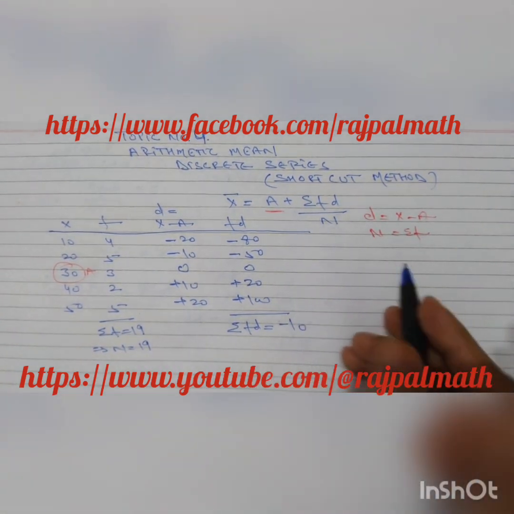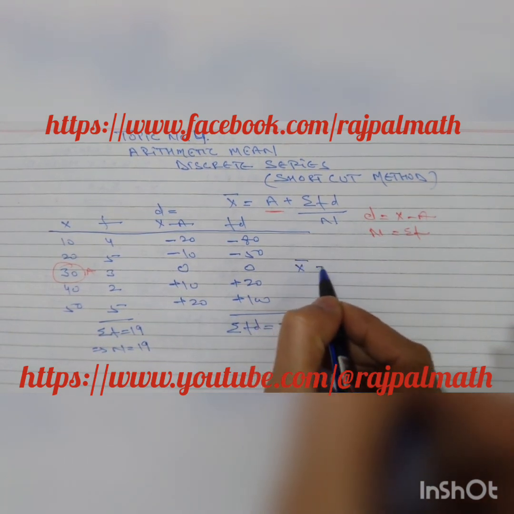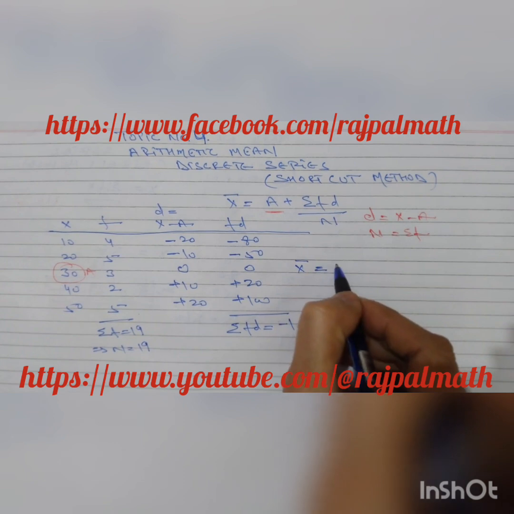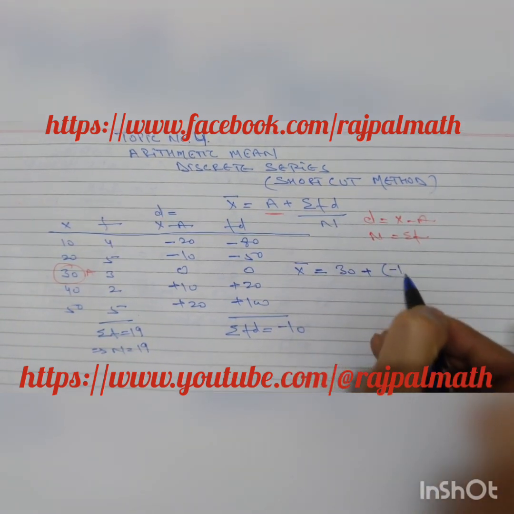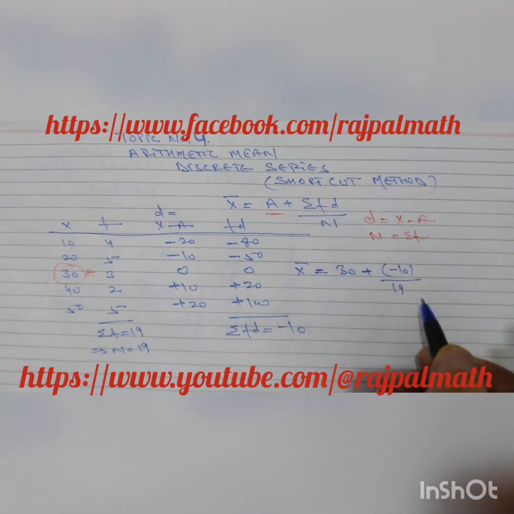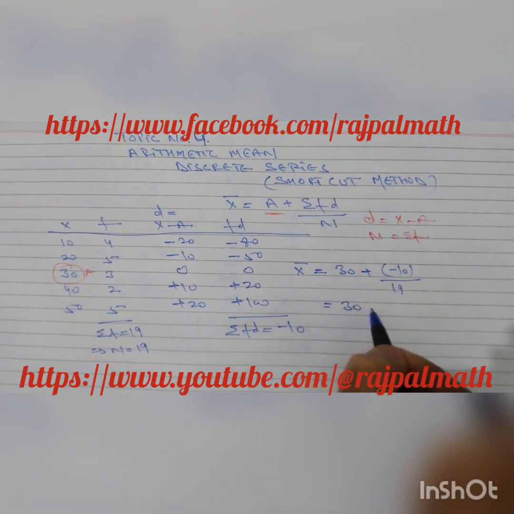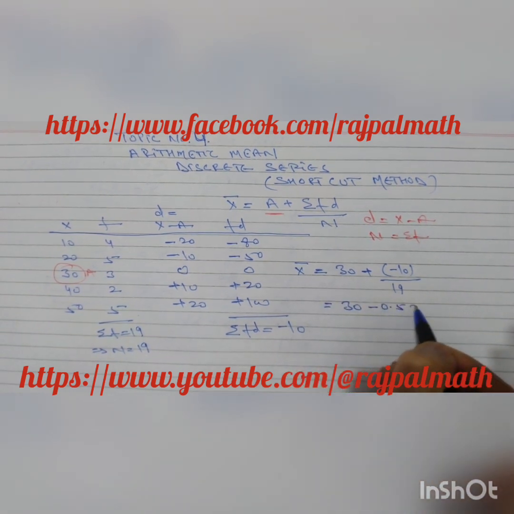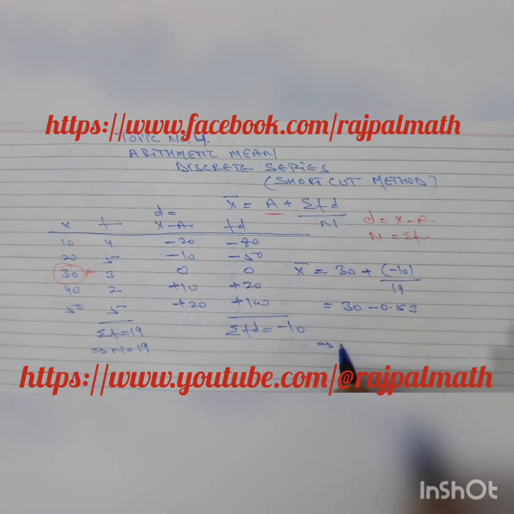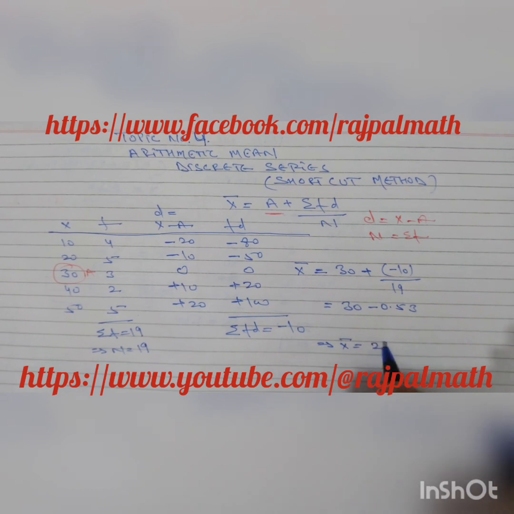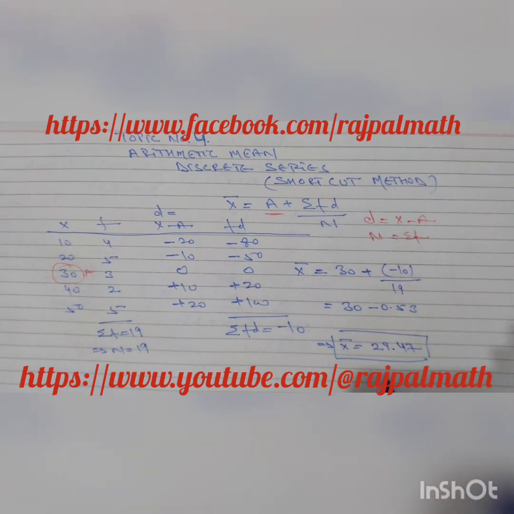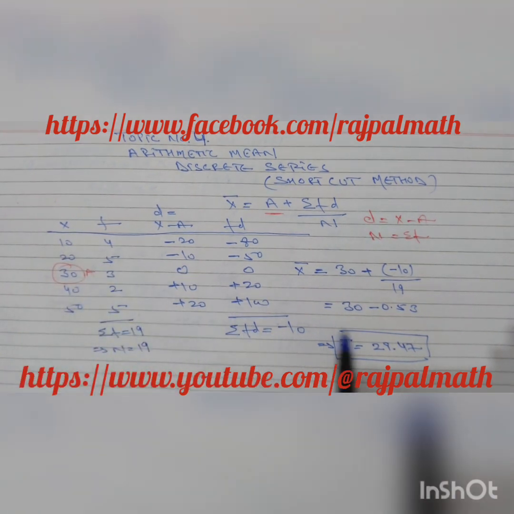By putting all these values in the given formula, we get x bar equals 30 plus minus 10 divided by 19. Clear? Which is equal to 30 minus 0.53, which implies x bar equals 29.47. Answer. Clear? Arithmetic mean of the given series or for discrete series by shortcut method is 29.47.